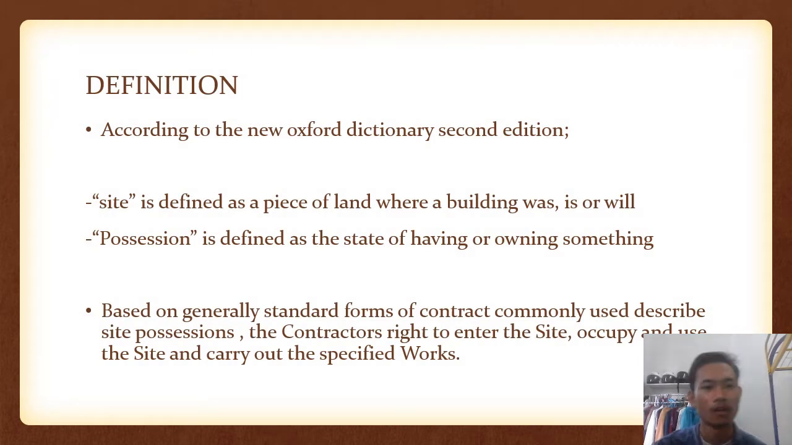First, definitions: what is site? What is possession? And what is site possession? Site is defined as a piece of land where a building is or will be. Possession is defined as the state of having or owning something. And basically, a general standard form of contract commonly used describes site possession as the contract right to enter the site, occupy and use the site, and carry out the specified work.